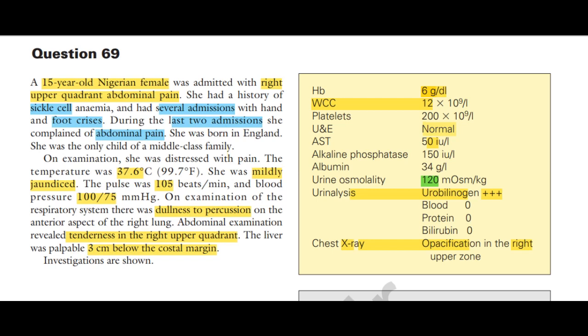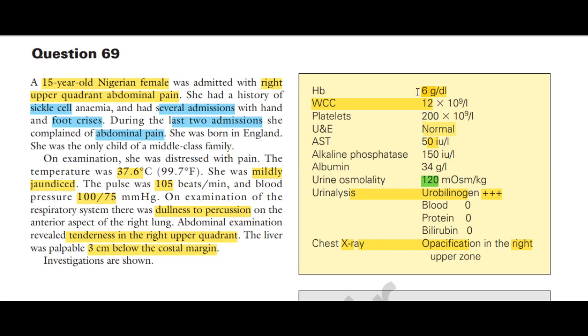She had a slight fever, was mildly jaundiced, a little tachycardic, with stable blood pressure, and there's dullness on percussion of the right lung, and tenderness in the right upper quadrant. And the liver is a little larger, 3 centimeters below the costal margin.